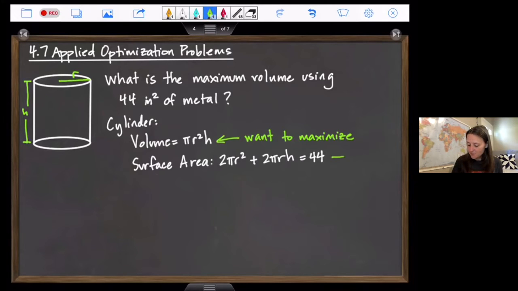So I need to take this formula right here, that surface area formula, and solve it for one of the variables. And you can choose either variable. Solving that equation for r would be difficult because that equation has both an r and an r squared, but it's only got one h. And so I'm going to solve this equation for h. So I'm going to start off by subtracting 2 pi r squared from both sides, which leaves me with 2 pi rh equals 44 minus 2 pi r squared. And then I'm going to divide both sides by 2 pi r.